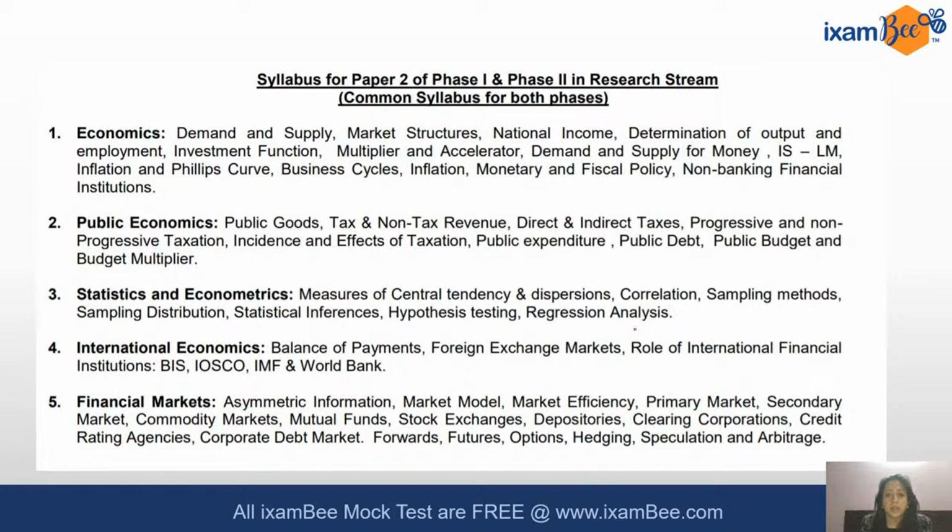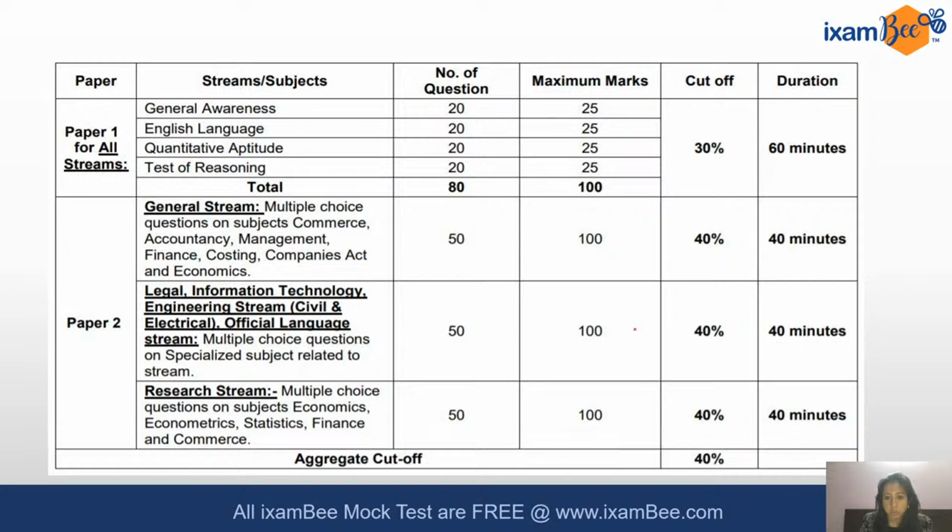So this slide shows the syllabus for Paper 2 for Phase 1 and Phase 2. The syllabus is the same, and there are 5 sections: economics, public economics, statistics and econometrics, international economics, and financial markets. It was not known how many questions from Paper 2 would be in the exam, and now it has been notified that there will be 50 questions from Paper 2.